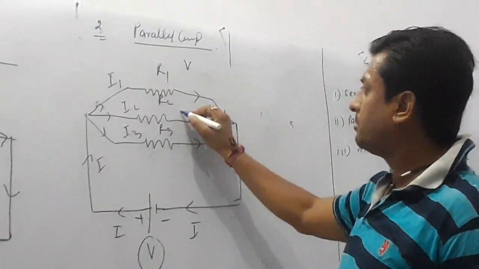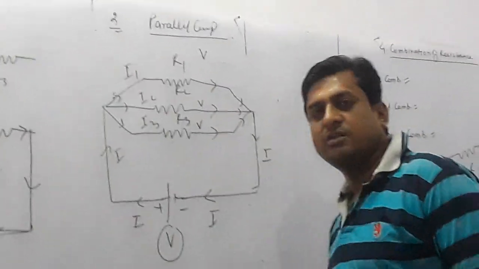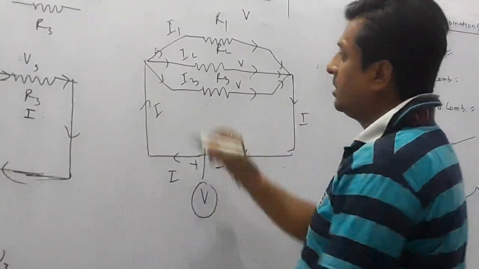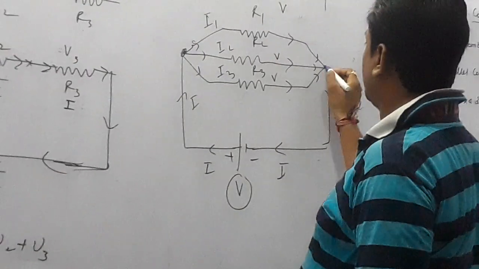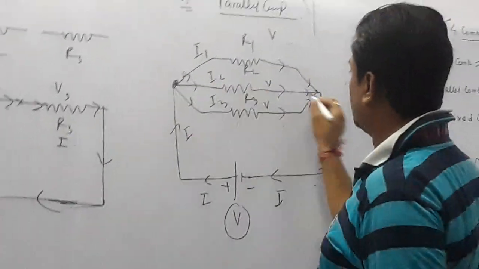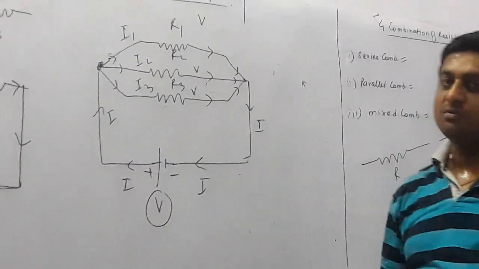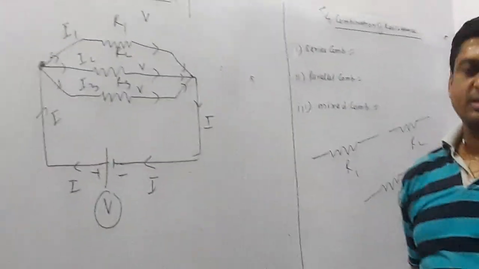Now, regarding potential, the potential will be the same. In parallel combination, the potential will be the same across all three resistors. The question is why? Because you can see the charge travels from here to here for this resistor, and here to here for this resistor, and here to here for this resistor. That means the distance is the same, so the potential will be the same. That's why the potential will be the same.